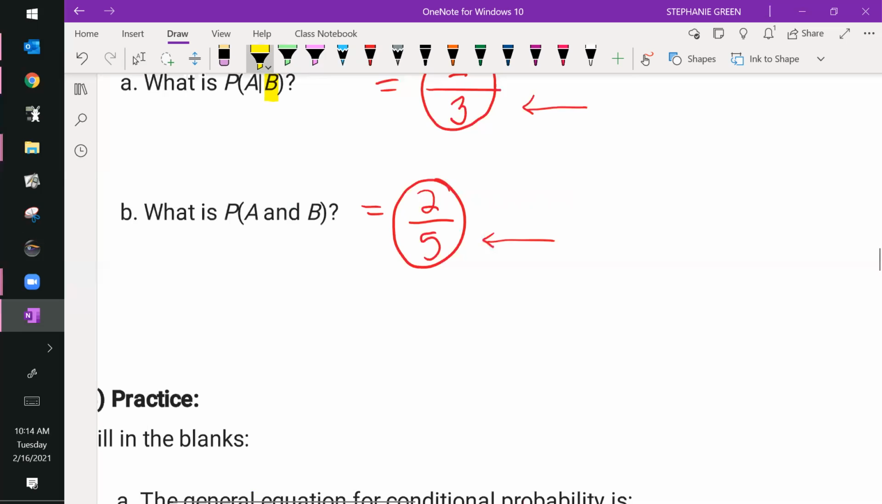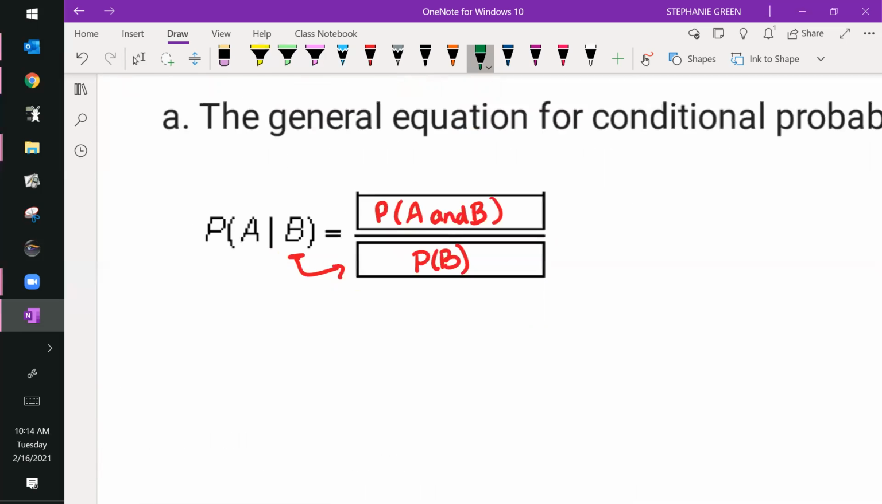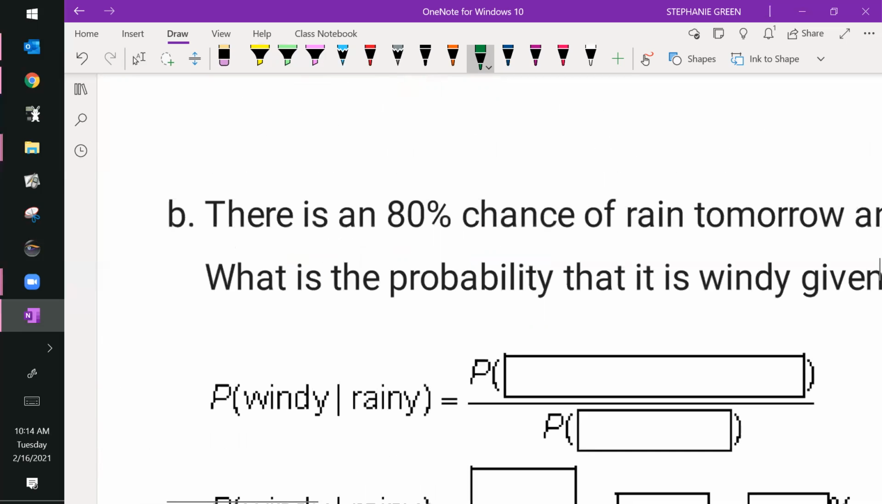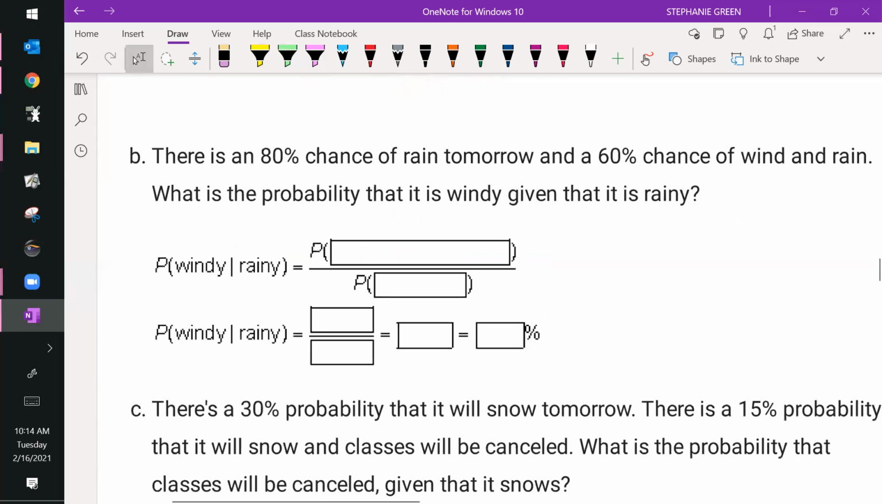Okay, so this is our general equation that we can always use once again when we can't look at all the raw data and we want to just look at just the numbers. These equations are super helpful. And as you can see in the next example, we're going to be given just the numbers. So there is an 80% chance of rain tomorrow and a 60% chance of wind and rain.